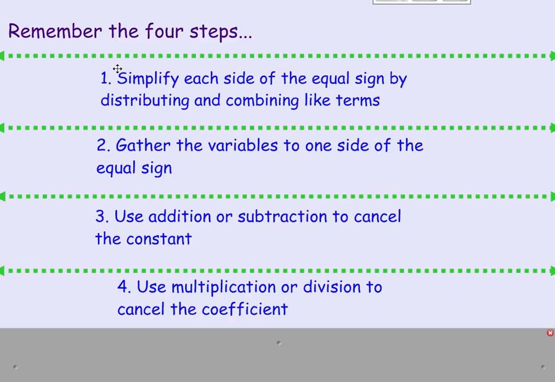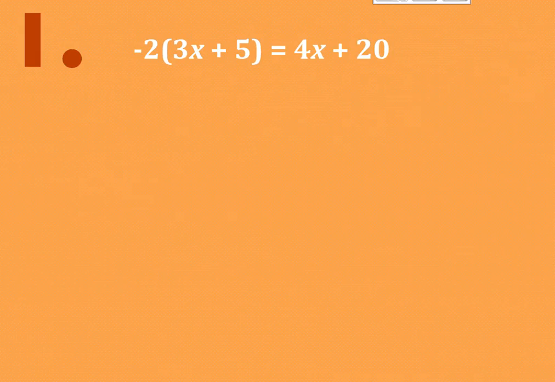So the 4 steps. Number 1, simplify each side of the equal sign by distributing and combining like terms. Basically, get rid of parentheses, put together what can get put together. Number 2, gather the variables to one side, get everything over. Number 3, use addition or subtraction to cancel a constant. Number 4, use multiplication or division to get rid of the coefficient. So those are your 4 steps. Those should be in your notes.